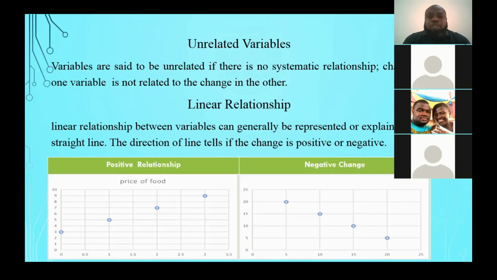That is to say, change in one variable is not related at all to change in the other. The second highlighted here is a linear relationship. A linear relationship exists between variables if the variables can be explained by a straight line. If this relationship can be explained using a straight line, the direction of this line tells if the change is positive or negative. I have shown clearly the two kinds of relationship.